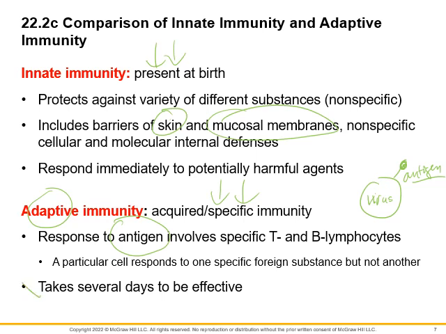Adaptive takes several days to become effective. You have to trigger cell response, trigger cell differentiation. You have to turn out tons of antibodies if we're talking about B cells. So this takes a while to be effective.